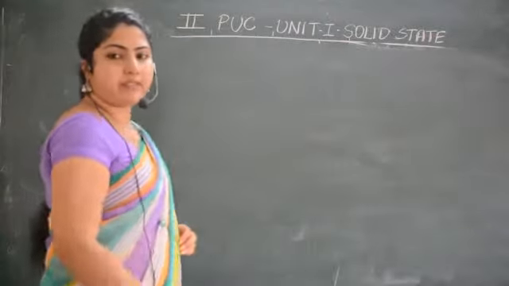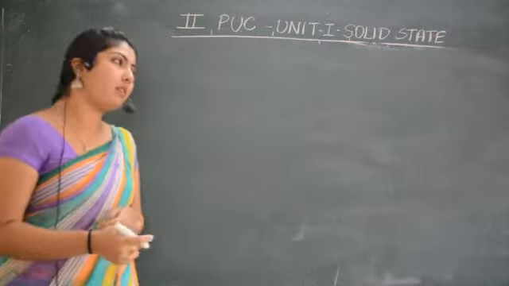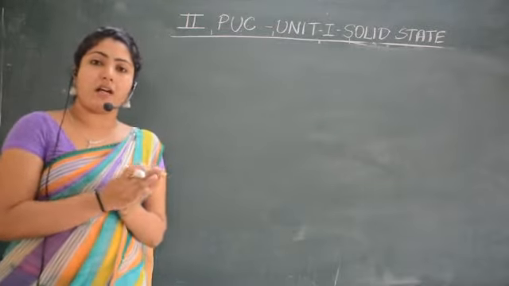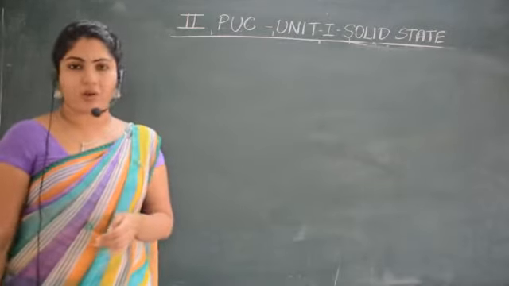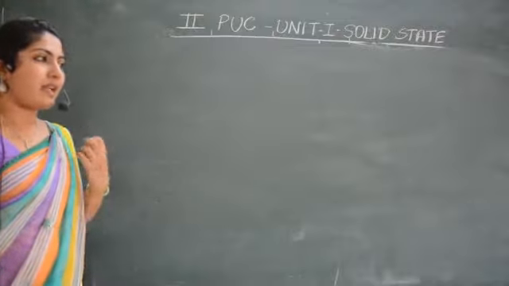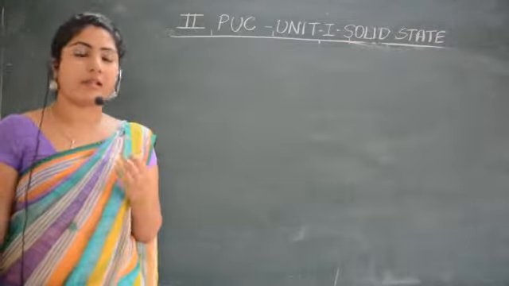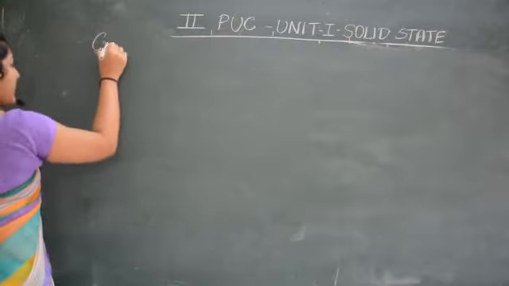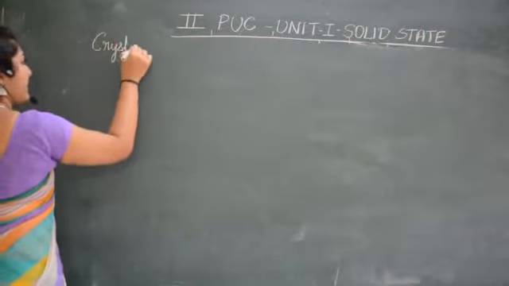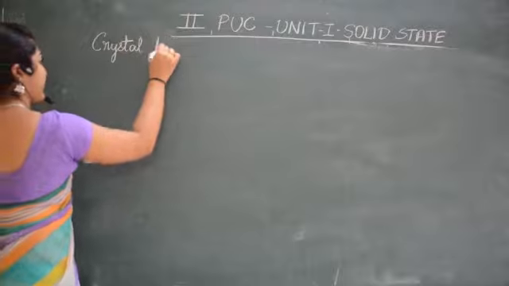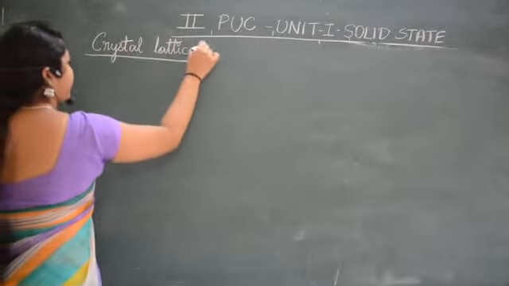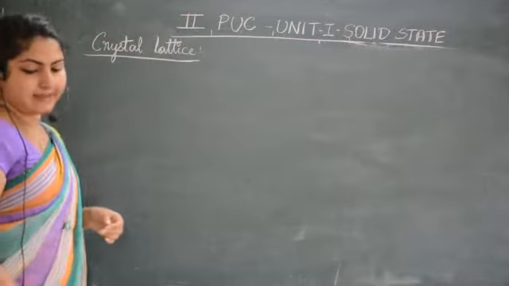Now moving further with this solid state concept, we have just studied the different types of crystalline solids. Now we will be studying some important terms related to the solid state, out of which the first term is crystal lattice. What is this crystal lattice? We will see now. Crystal lattice.